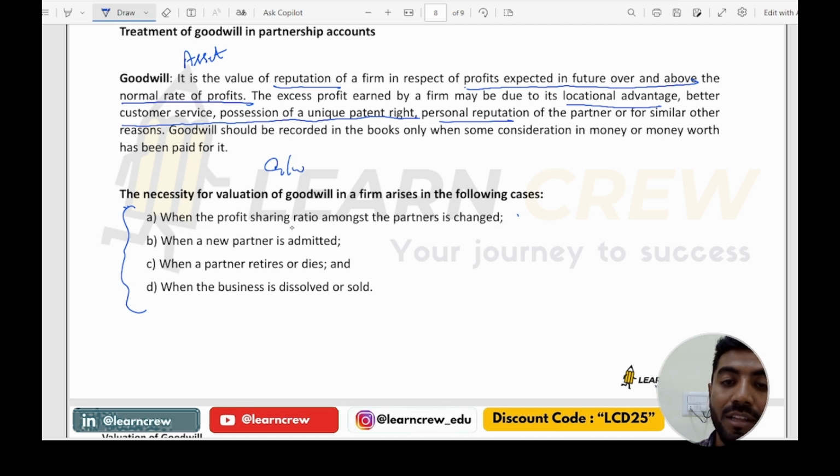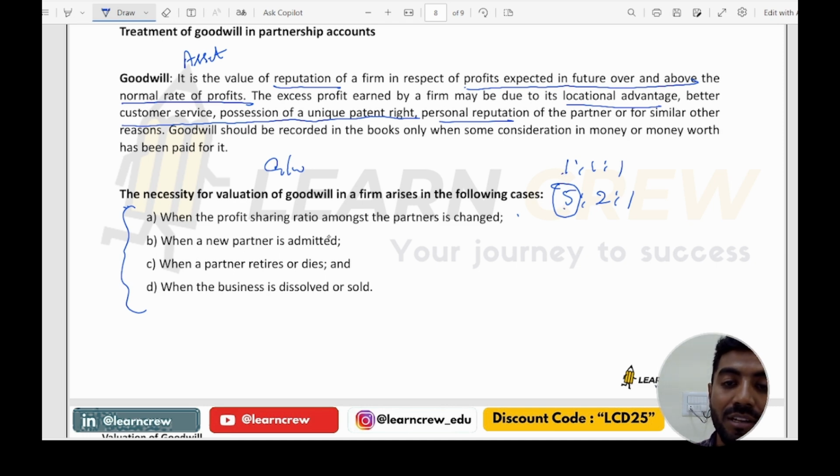First, when the profit sharing ratio among the partners is changed. Say for example, initially A, B, C have equal shares, then they change it to 5:2:1. So A is getting more share here, which means there is some amount of goodwill. Because of that only he is getting more share.